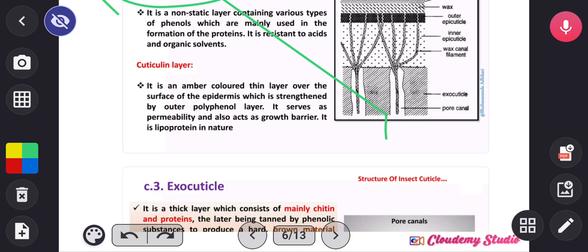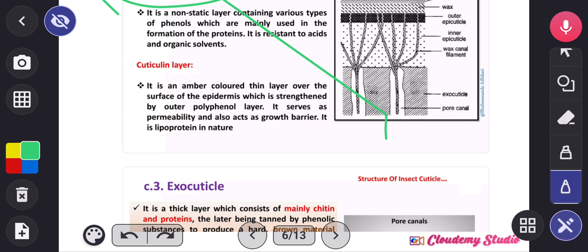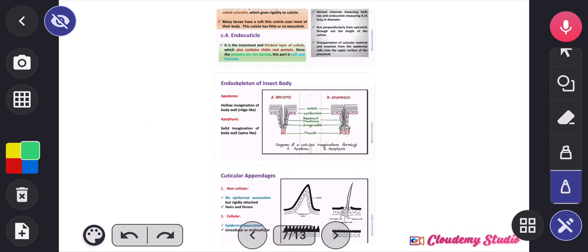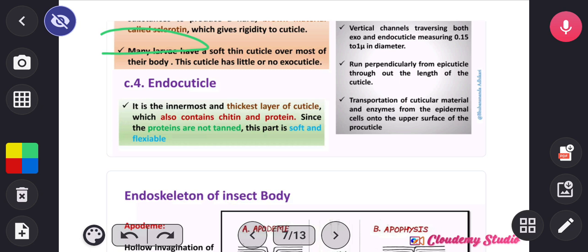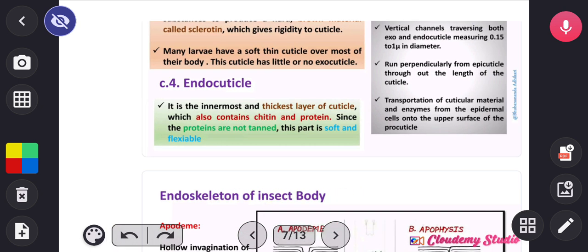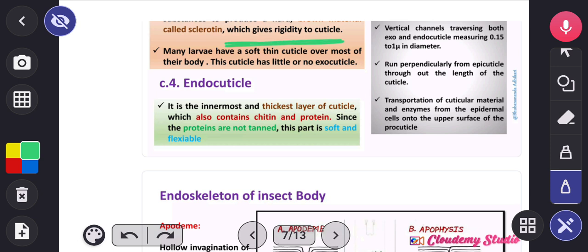Now let us go to the procuticle, where the first structure is the exocuticle. The exocuticle is a thick layer which consists mainly of chitin and protein, and it is tanned by a phenolic substance to produce a hard brown material called sclerotin that I've mentioned before. Sclerotin is hard, and it gives rigidity to the cuticle.